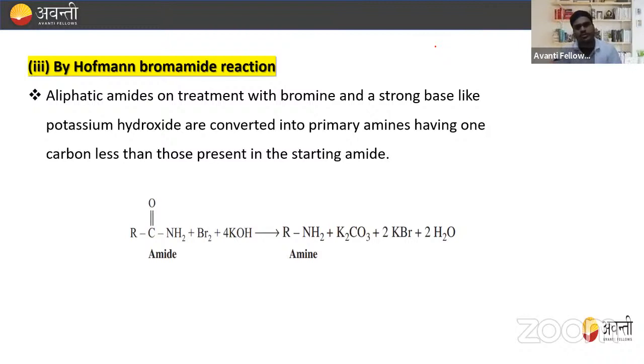Now, this one is a very, very important method, that is Hofmann's bromamide reaction. Basically, aliphatic amides on treatment with bromine and a strong base like NaOH or potassium hydroxide are converted into primary amines having one carbon less than that present in the starting amide, right? For example, this is the amide RCONH2. When treated with Br2 and 4KOH, it will convert into RNH2, that is the amine, plus K2CO3, that is potassium carbonate, as a byproduct, and 2KBr and 2H2O, right?